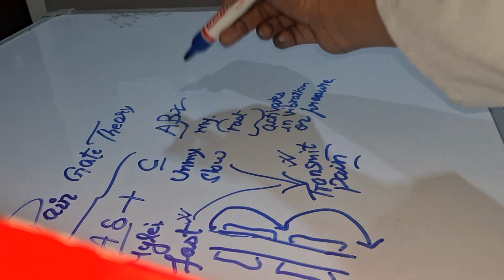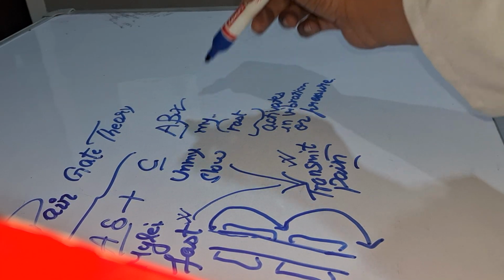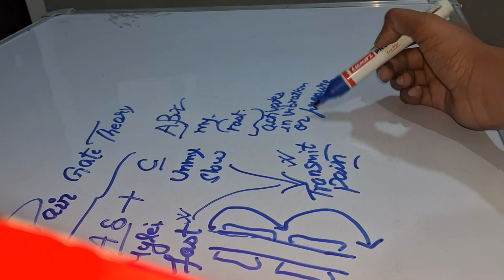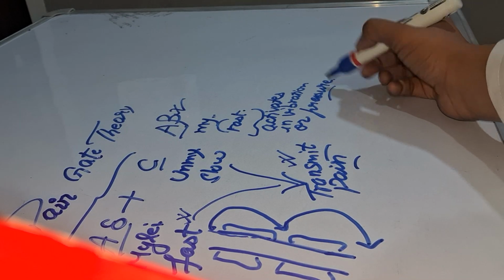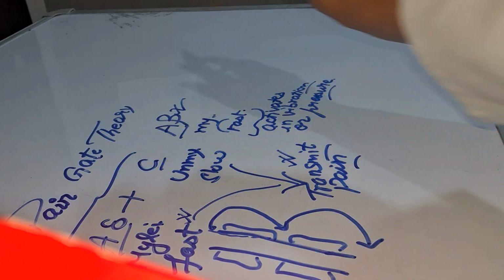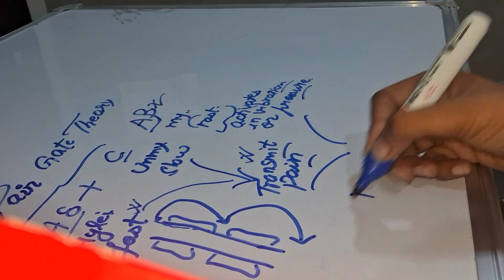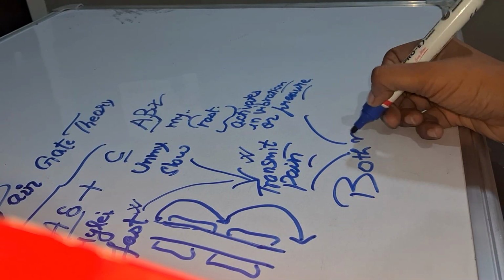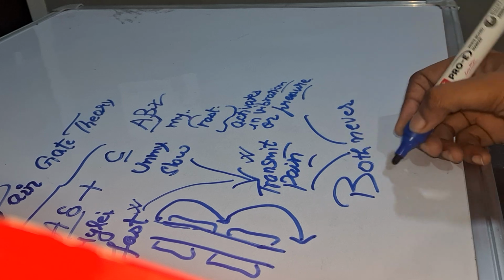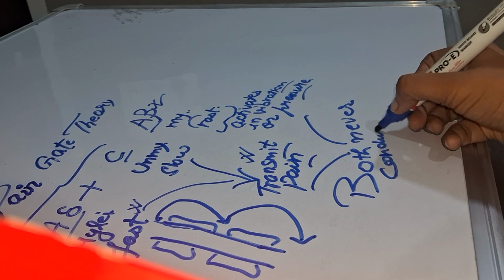A beta fibers are myelinated, with fast conduction, and activate in vibration or pressure. In case of any pressure or vibration, A beta fibers activate. Now these both can never conduct simultaneously.